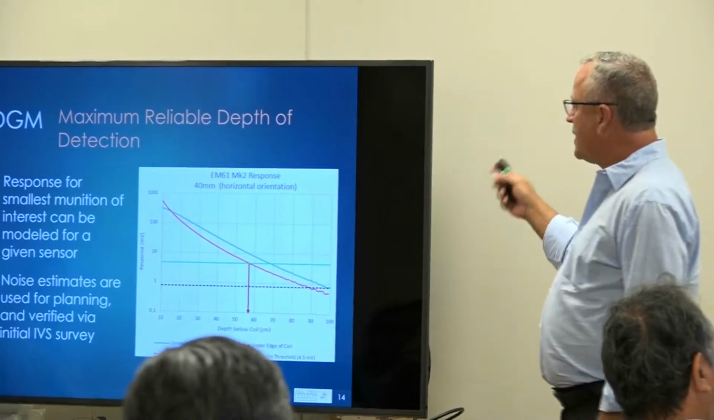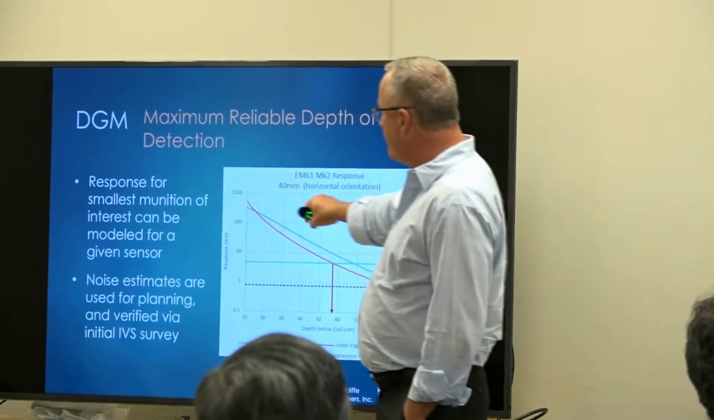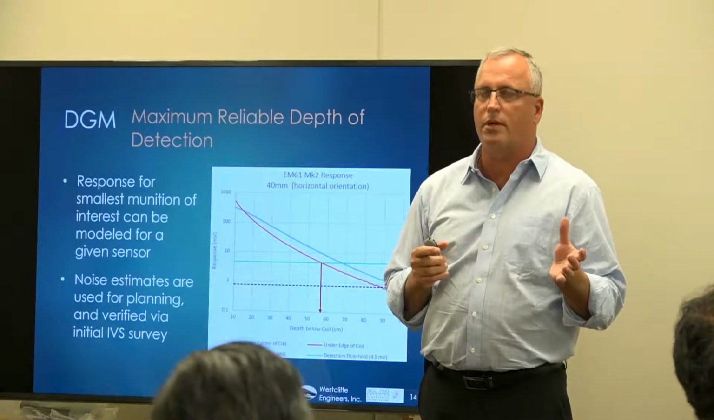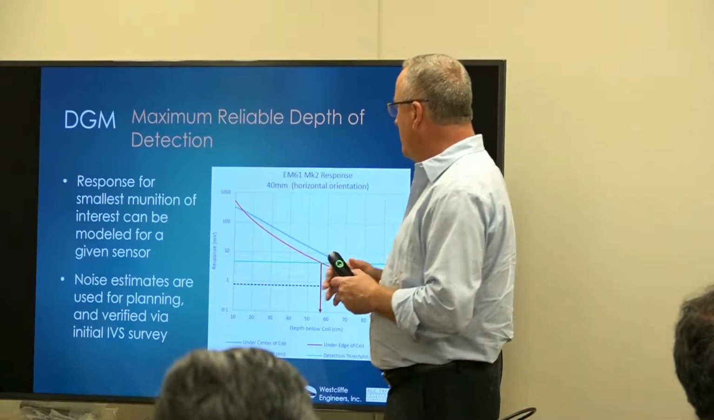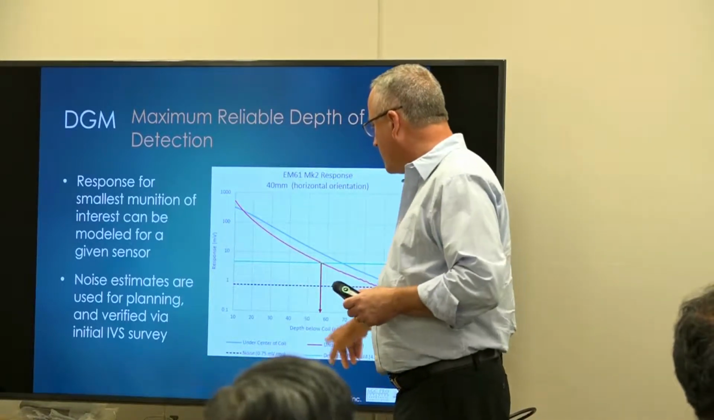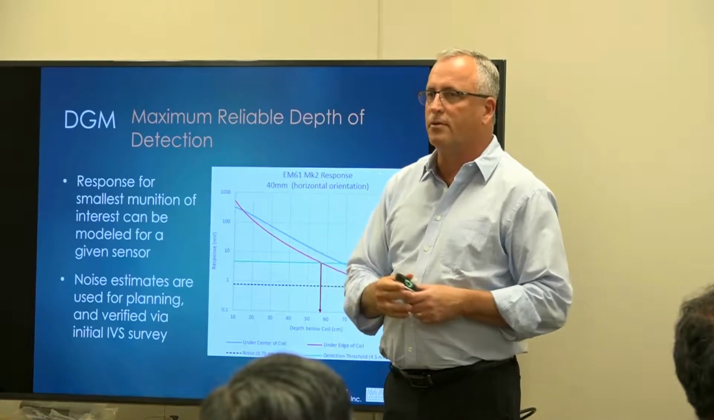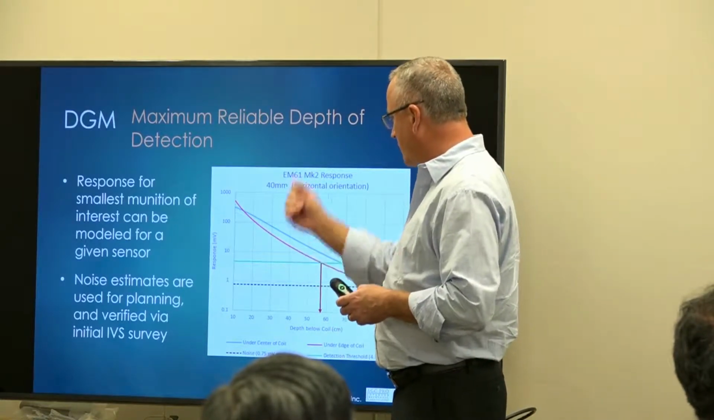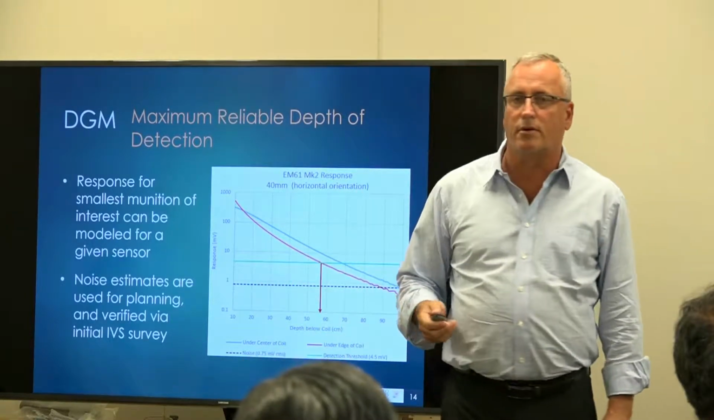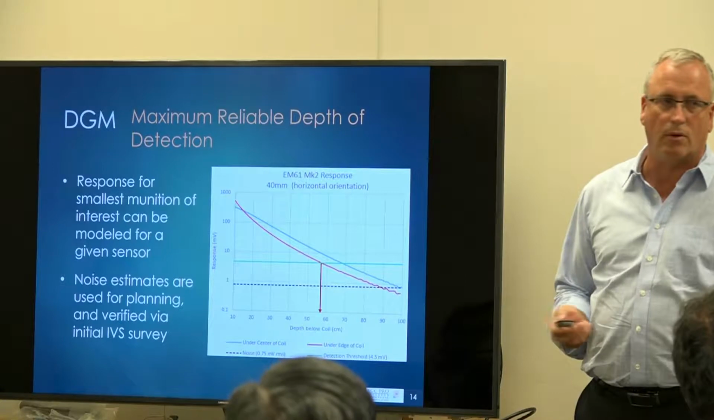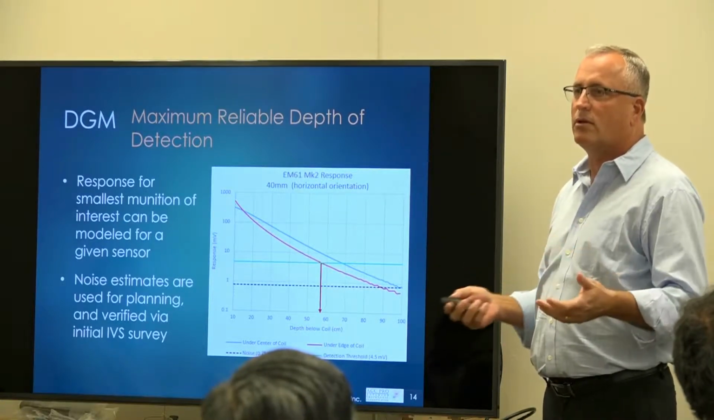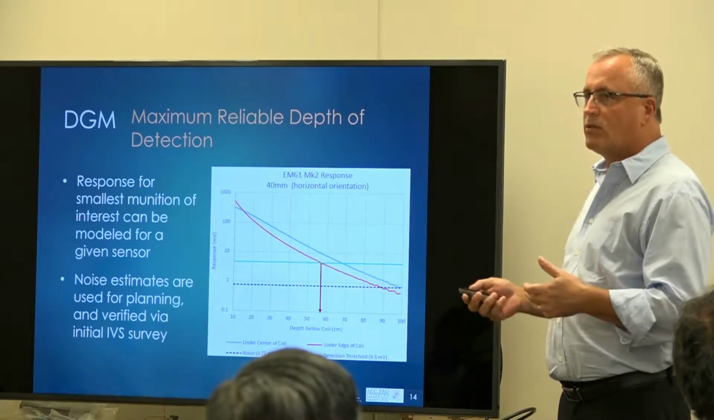We talked about maximum reliable depth of detection, a little more detail here. For any given sensor and any given munition type, we can determine what the signal will be, best case and worst case, right? So the worst case is under the edge of the coil, not maximally coupled, and the best case is vertically under the middle of the coil. We have to compare that to what we think the noise is going to be. So we have an estimate of what we think the noise will be before we start. If you don't know what it is, you need to have an estimate, you need to have a reasonable idea, so you can make sense whether you're going to use the system.